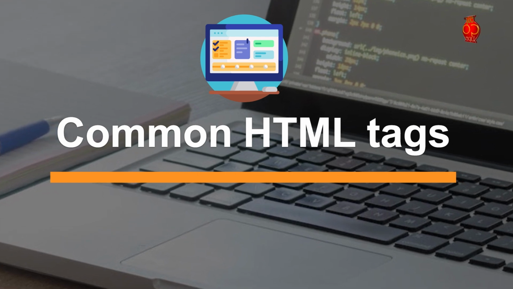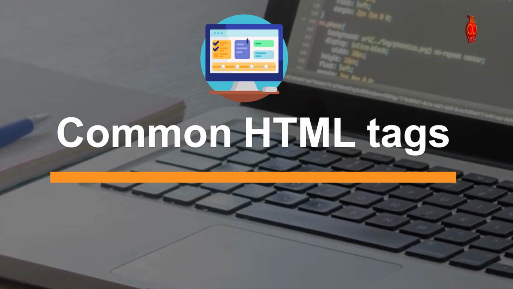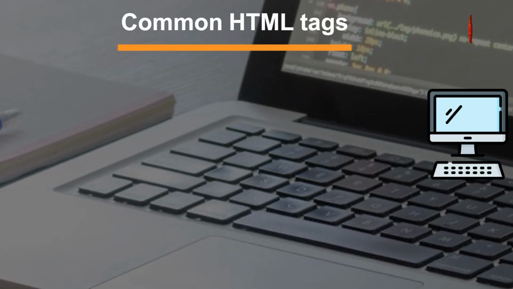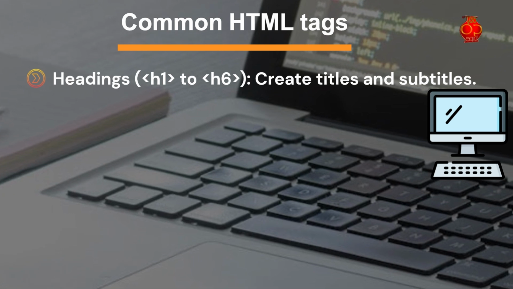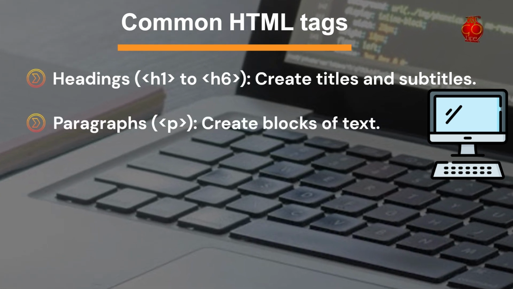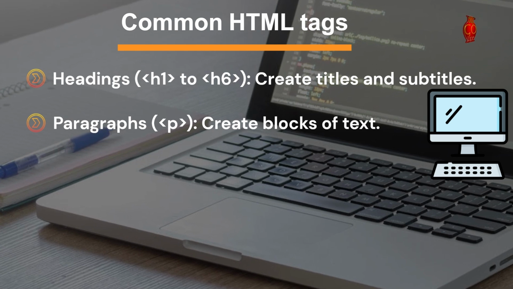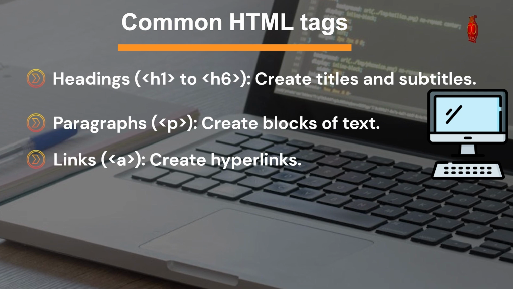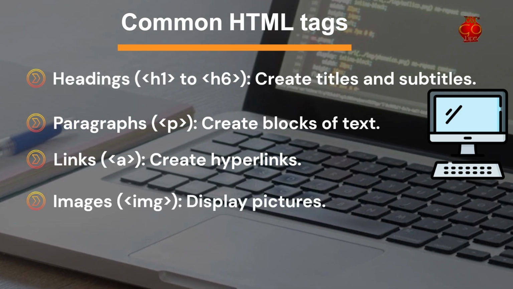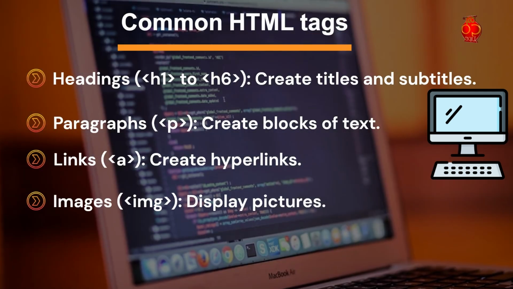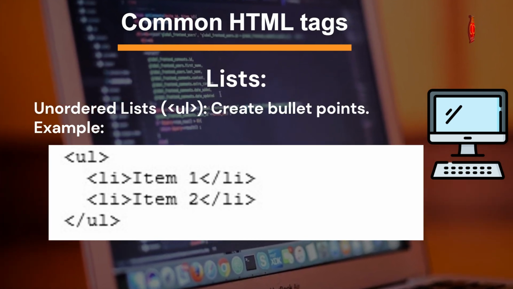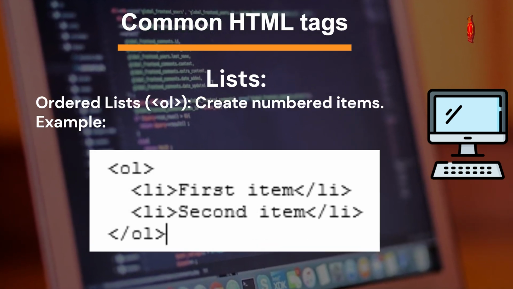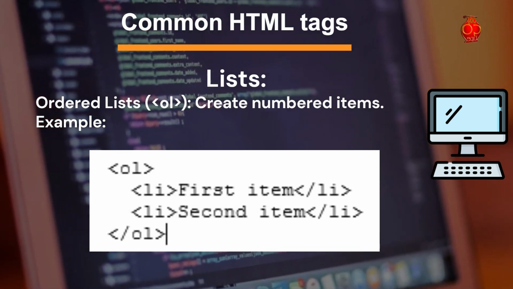Headings, H1 tag to H6 tag, used to create titles and subtitles. H1 tag is the largest heading, and H6 tag is the smallest. Paragraphs, P tag, used to create blocks of text. Links, A tag, used to create hyperlinks that navigate to other pages or resources. Images, IMG tag, used to display pictures. Lists. Unordered lists, UL tag, creates bullet points. Example. Ordered lists, OL tag, creates numbered items.